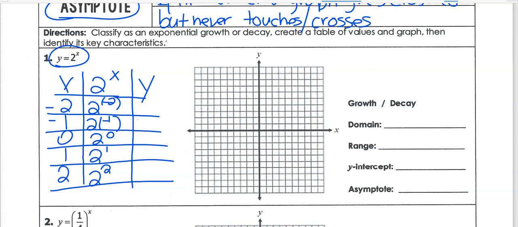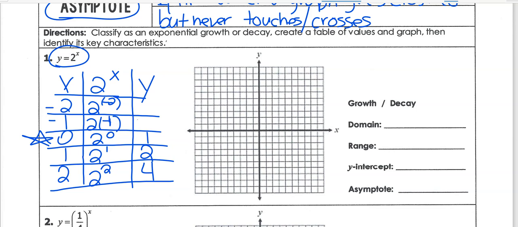Now from the bottom up, you know these answers. 2 squared is 4. 2 to the first power is 2. 2 to the 0 power. So here's a big idea for this lesson. Any number to the 0 power is always going to be 1. Doesn't matter what number is in front of it, whatever is raised to a 0 power is always 1.